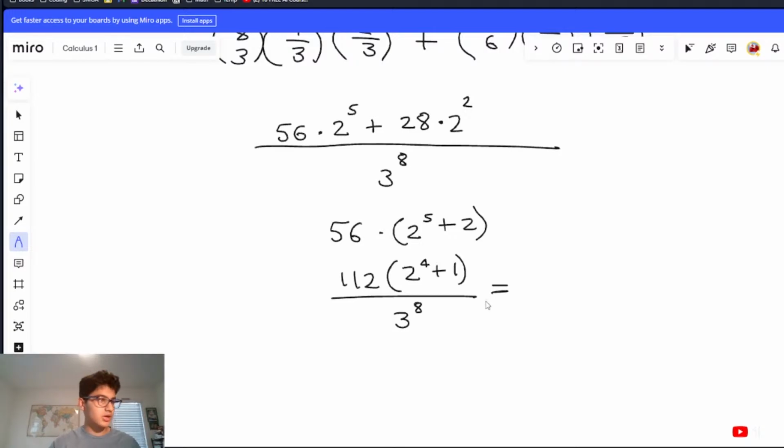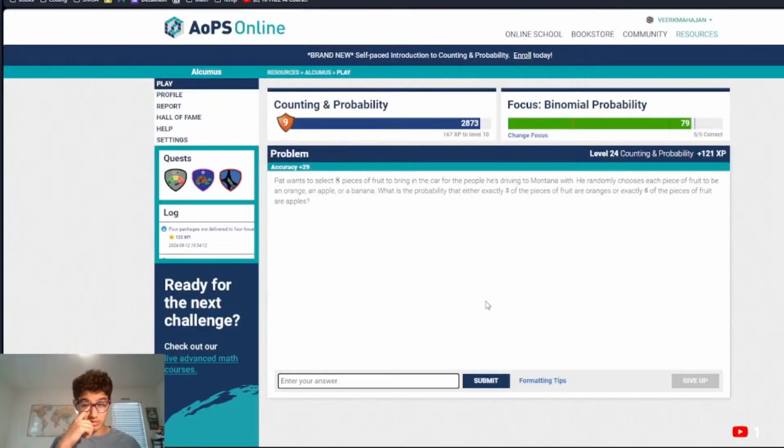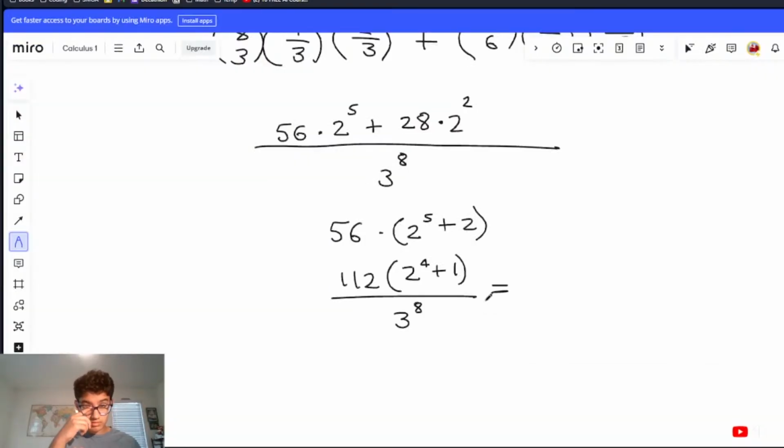I think I'll use a calculator for this then, right? Wait, I think I've messed up some of the stuff though. Whatever, let's see. So it's 17 times 112. Neither of those divided, right? 1904. 3 to the eighth is 6561.